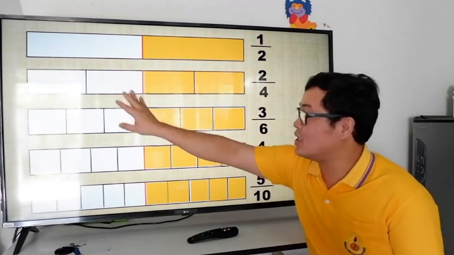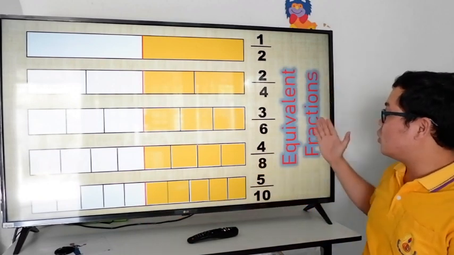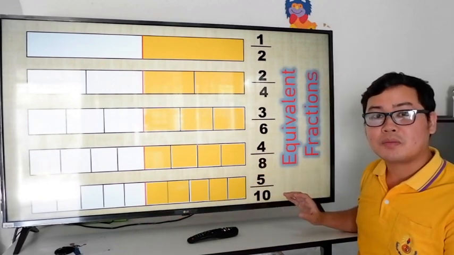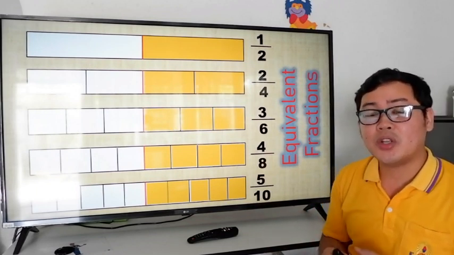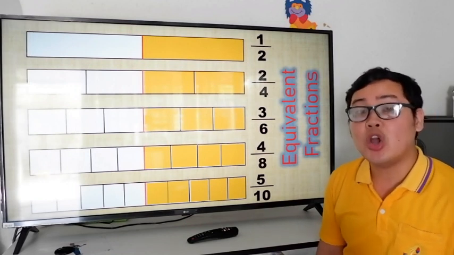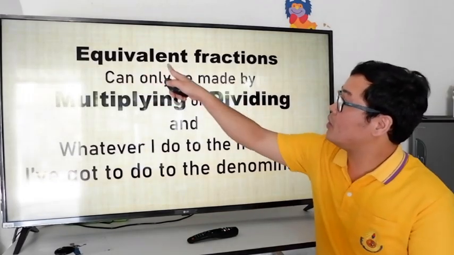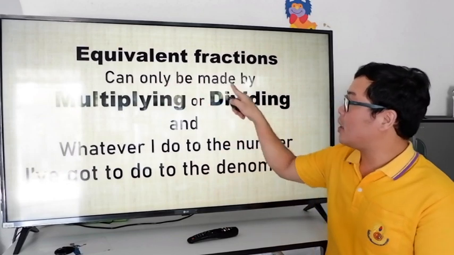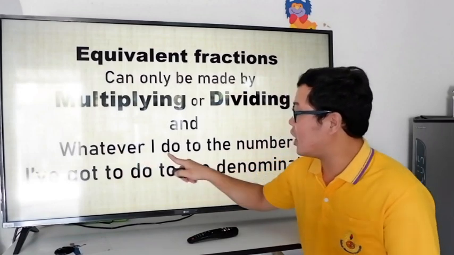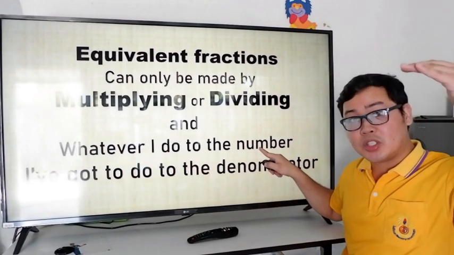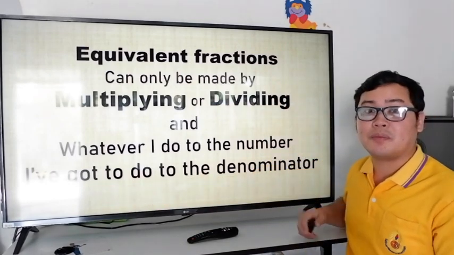Now class, as you can see, this is our fraction strips. So this one is what we call equivalent fractions. Now class, I want you to take notes on this one, okay? I want you to remember this because in making fractions, we have rules. Okay, what are these rules? Equivalent fractions can only be made by multiplying or dividing, and whatever I do to the numerator, which is the top, I've got to do to the denominator, which is the bottom number.